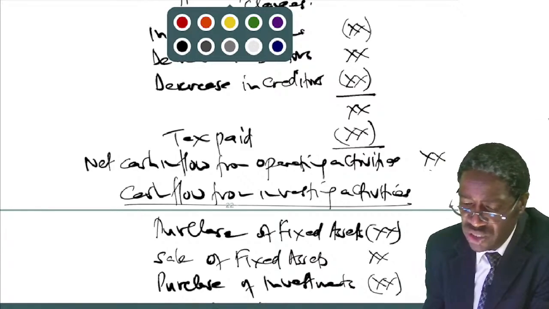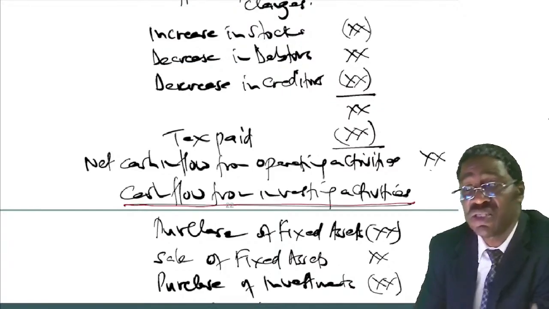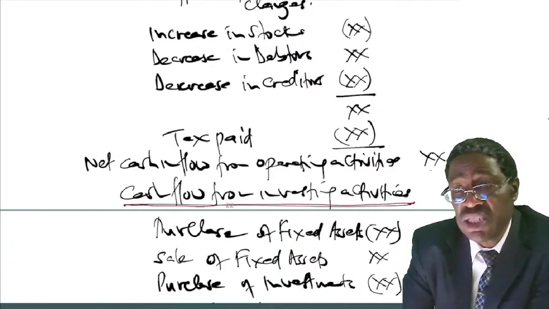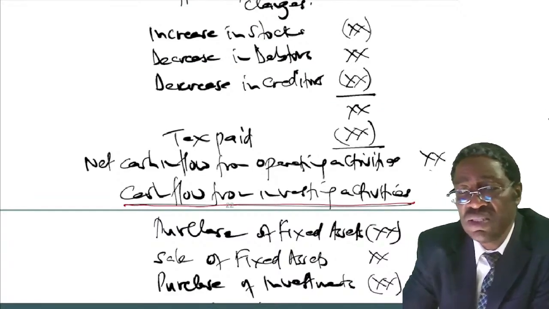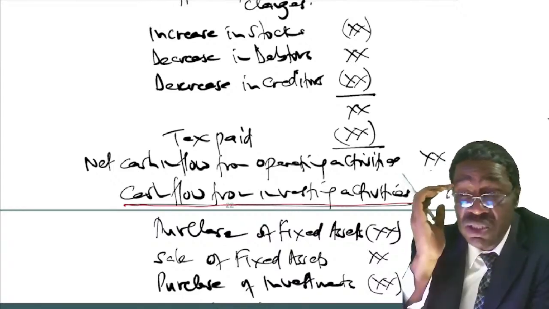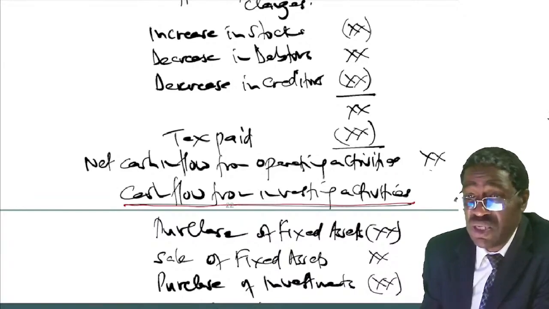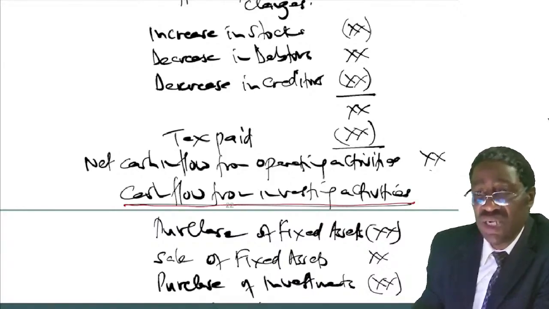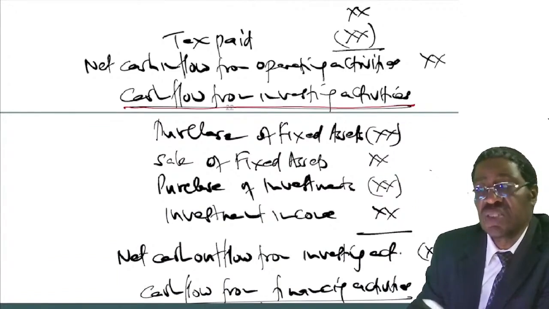Then I said you go to the second category, and that is cash flow from investing activities. We have given a few examples, like purchase of fixed assets, sale of fixed assets. Then I've said purchase of investments. Let me roll again slightly.